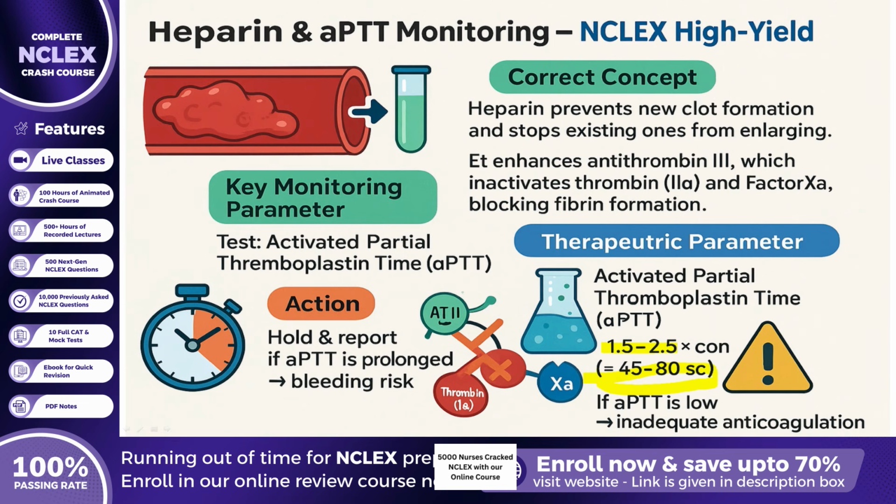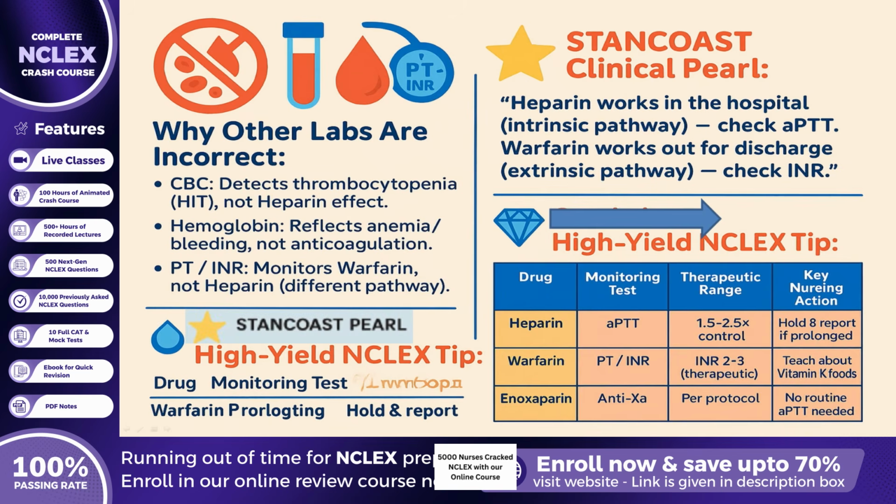Now, let us clarify why the other options are not correct. Option B, complete blood count, CBC, helps assess platelet count and detect possible heparin-induced thrombocytopenia, HIT, but it is not the main test used to measure heparin's anticoagulant activity. Option C, hemoglobin, Hb, reflects oxygen carrying capacity and may reveal anemia or bleeding, but it is unrelated to heparin's mechanism of action.